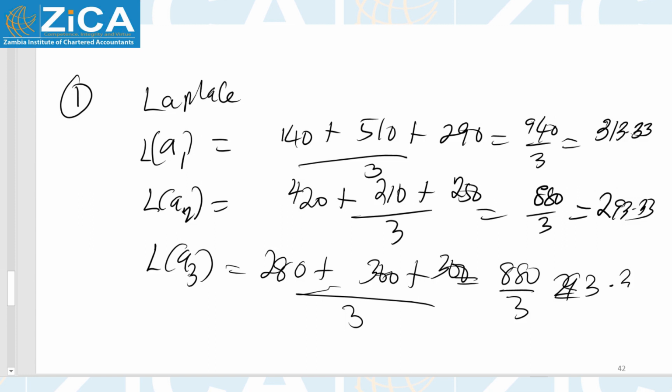If you compare the values, you pick the maximum. That means action A1 is the one which should be taken, because it gives you the highest payoff.